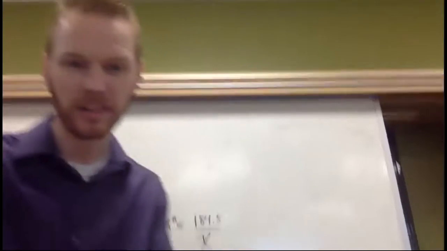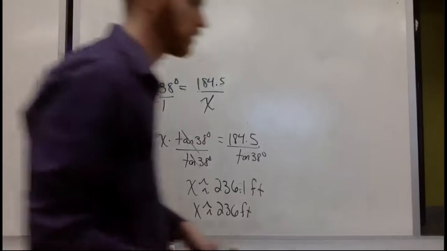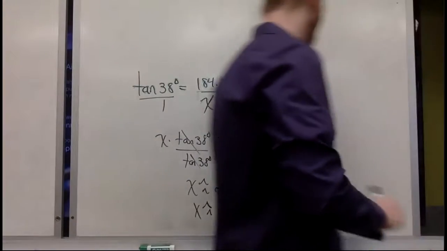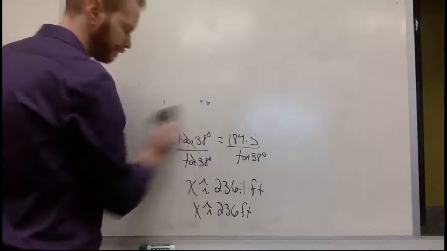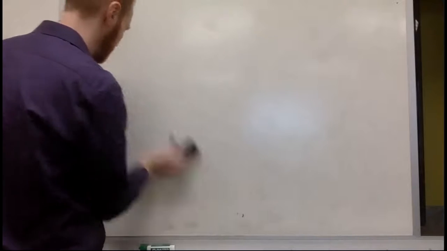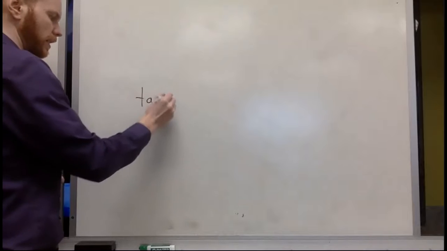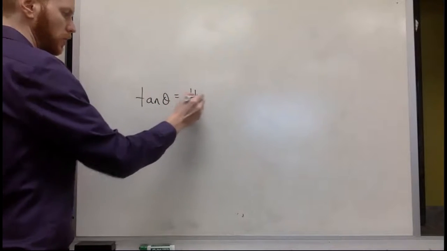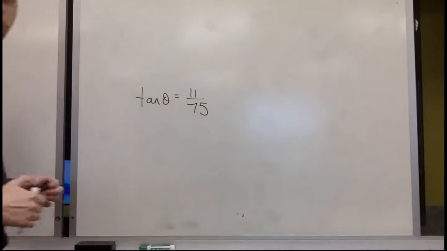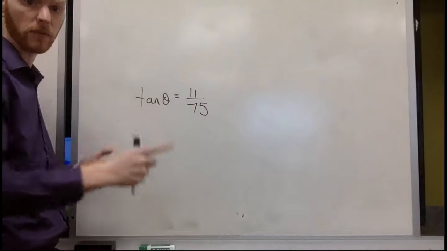Okay, so let me just erase the previous work that we did. It's not always going to be tangent, just FYI. It just kind of worked out that way. Tangent of theta equals 11 over 75. Now remember, to figure out the angle, we have to use the inverse.